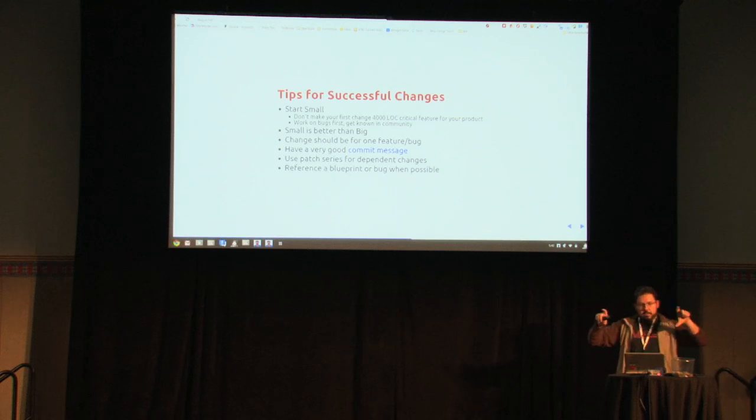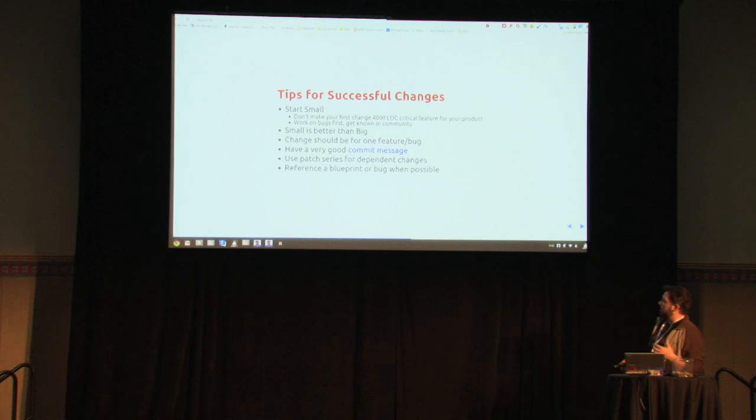But if the commit is very distinct, one line, here's what this is about, and a paragraph or two explaining exactly what's going on and why this is the approach to fix it, then I can look at that and at the code review and just be like, oh yeah, clear, go, right? And whenever possible, if there are related bugs or blueprints, reference those.